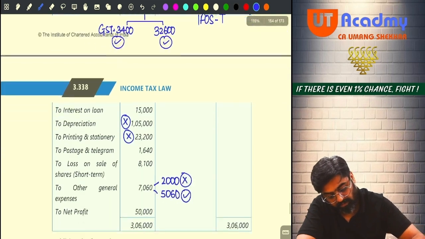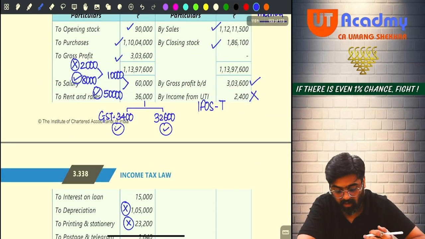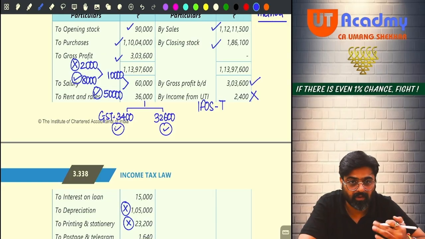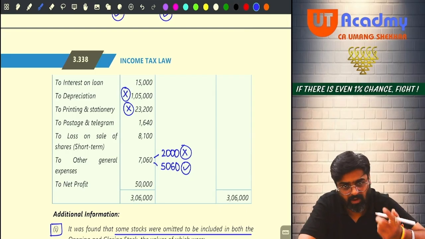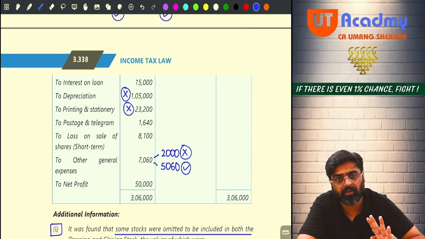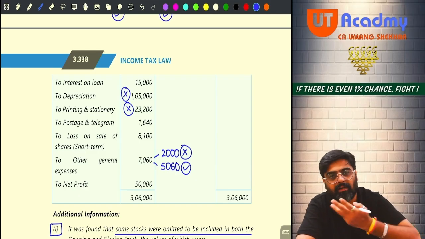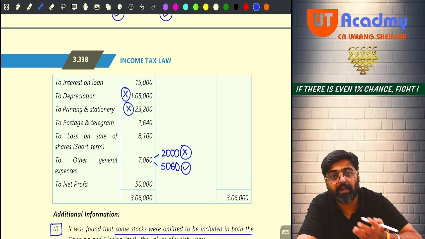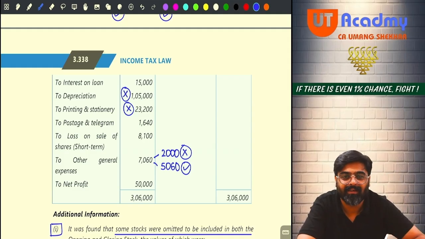Okay, next one. Credit side is over. Now come to the debit side. Salary already done. Rent and rates already done. Now check interest on loan. Are they saying that this is a personal loan? This is a housing loan? Anything about that loan? No. If nothing is given, I will assume that it is my business loan. Interest on business loan, 36(1)(iii), allowed.